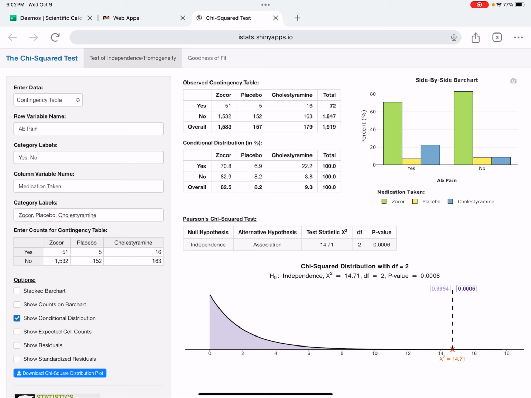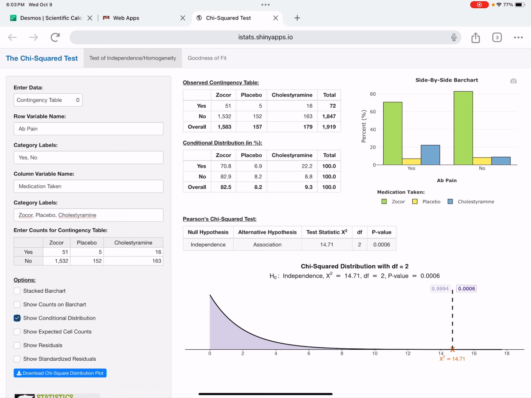Okay, so once you finish filling all of that stuff in, you get these really nice side-by-side bar charts so you can compare the different groups. You get this contingency table, this conditional distribution, all kinds of good stuff. What we're really here for, of course, is the p-value. Our p-value is small in this case. You also have options to do some other things over here.